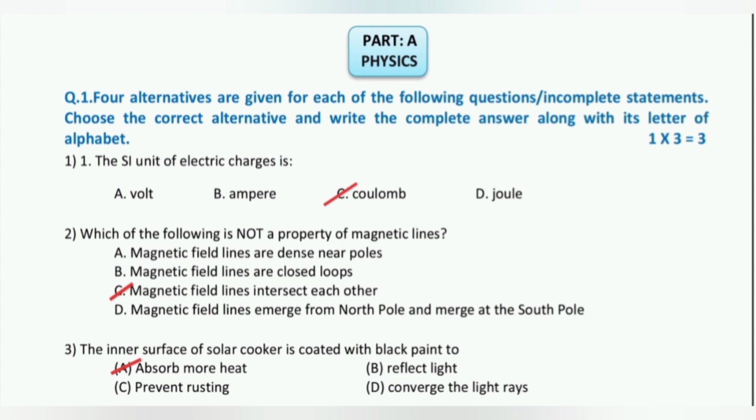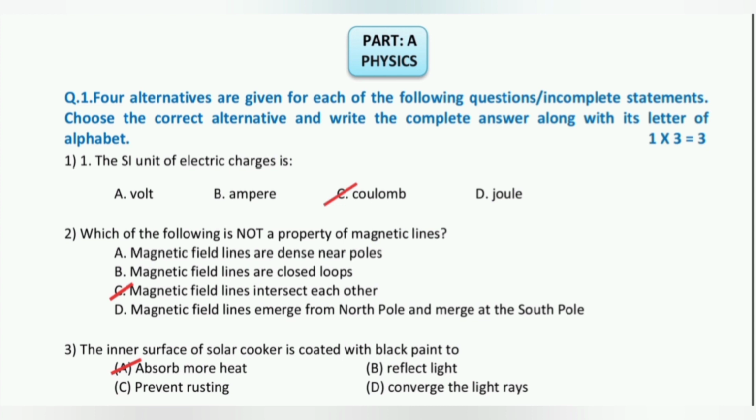Which of the following is not a property of magnetic field lines? Students, make a note, these questions can be asked for 2 marks also. The correct answer is option C, magnetic field lines intersect each other, which is wrong. Magnetic field lines will never intersect. You make a note of the properties of magnetic field lines.